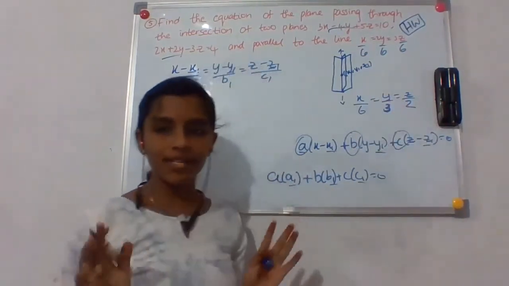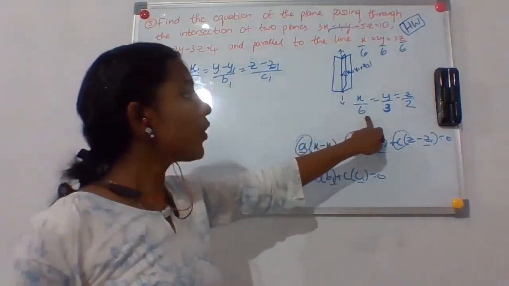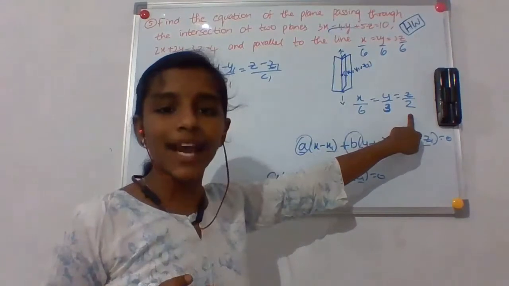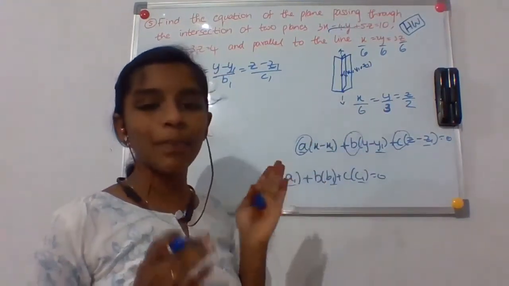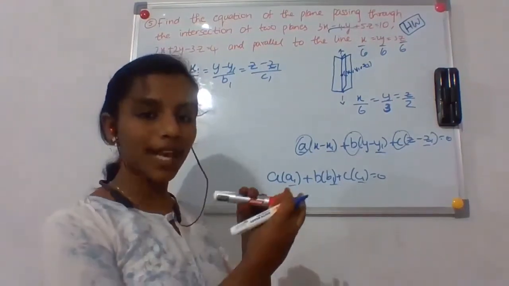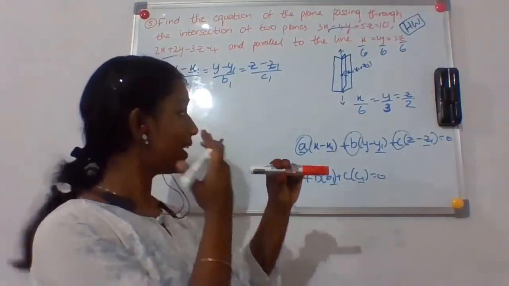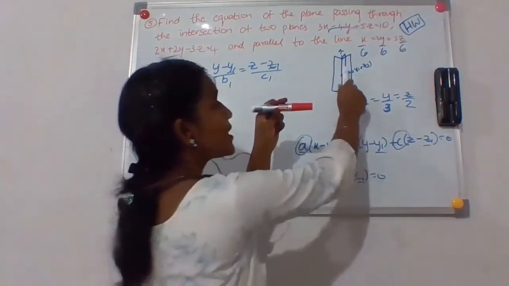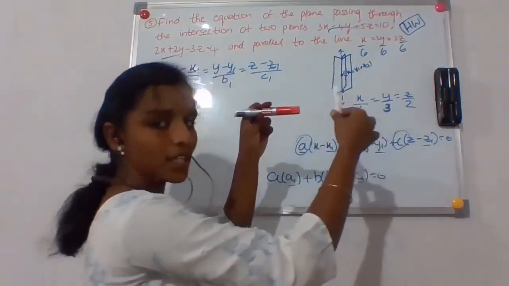Right? Is that the thing? Okay. So you know the DRs of this line are 6, 3, 2. And he said that this line is parallel to the required plane. So the plane's normal will be like this because the plane is like this, right? And another line is parallel to this plane. Parallel means in the same direction.